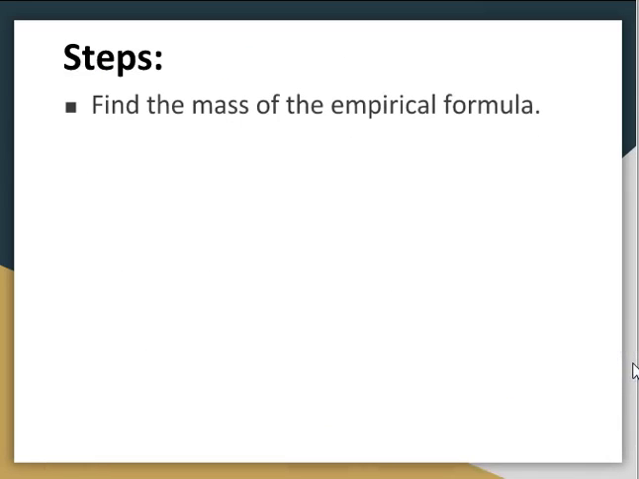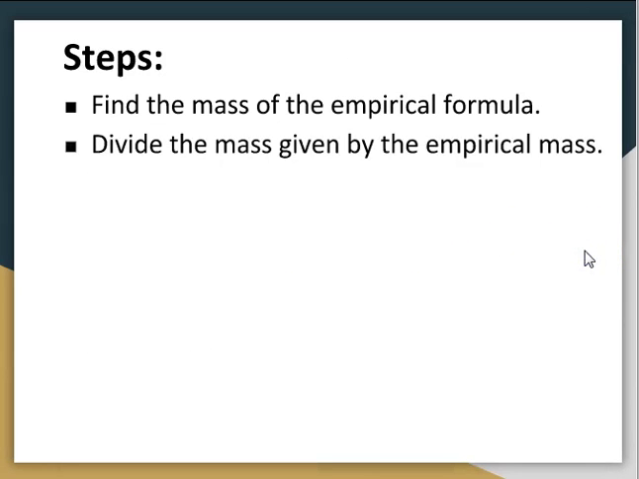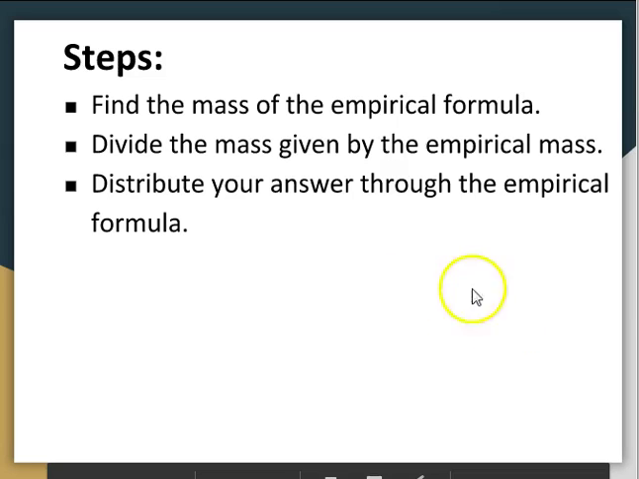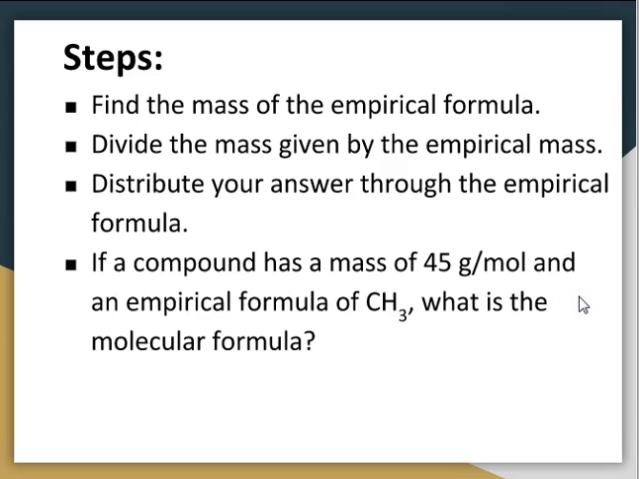All right, let's look at some steps. You want to find the mass of the empirical formula. This is kind of what we just did. From there, you can divide the molecular mass that you're given by the empirical formula mass in order to figure out what your multiple is. Is the molar mass twice as big as the empirical mass? Is it 3 times as big? You want to then distribute your answer through the empirical formula. That's what we just did, right? If your multiple is 2, then every element in your empirical formula has to be doubled. And NH3 goes to N2H6, right?